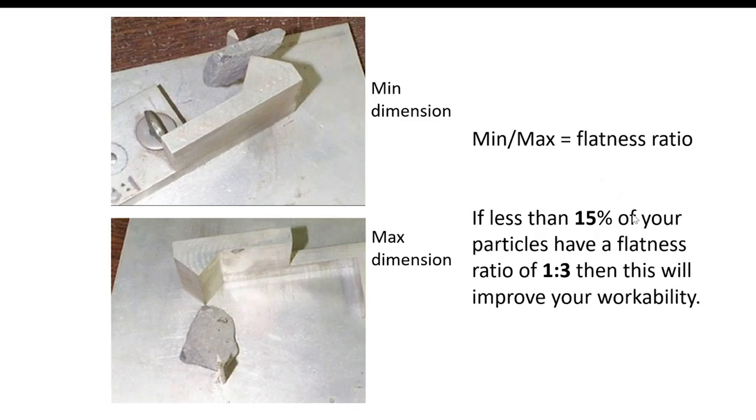3:1. And if you have less than 15% retained on this 3:1, that means less than 15% of your particles are these flat and elongated. Booyah, you're in business, everything is great. If you don't, you're probably gonna need another half sack to a sack of cement to make your mixture work. It just depends on the shape of your particles. But this is the magic number. 3:1 ratio, less than 15%, everything is great.